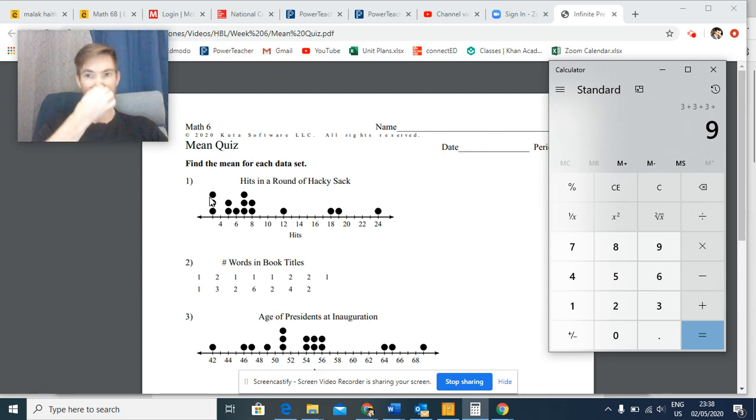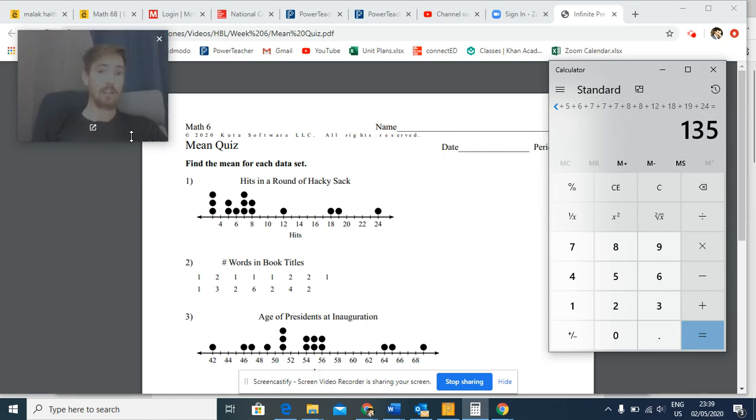3 plus 3 plus 3. And then we go into 4, we go into 5, so plus 5 plus 6 plus 7 plus 7 plus 7 plus 7 plus 8 plus 8 plus 12 plus 18 plus 19 plus 24 equals 135.